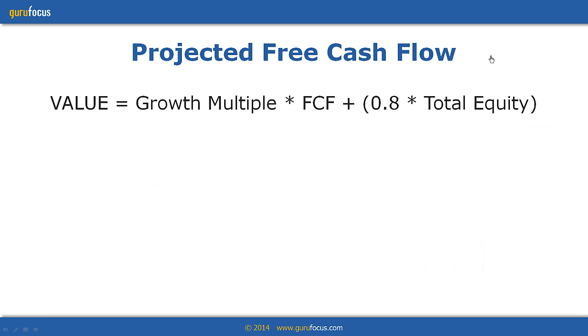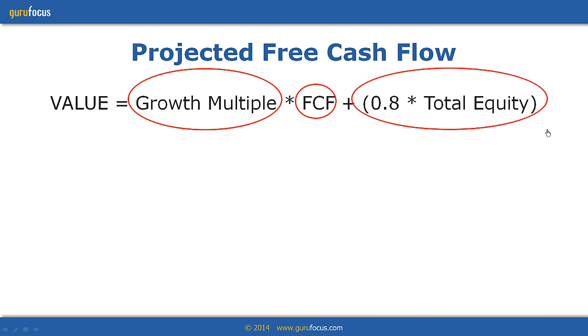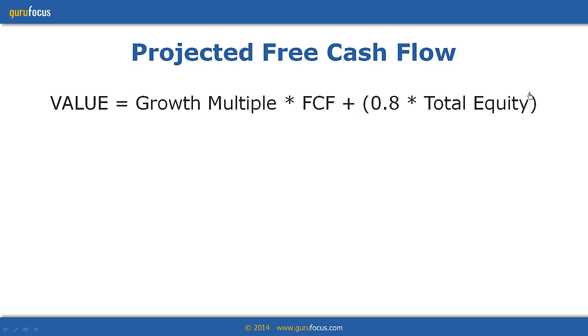That's discounted cash flow. Now the next model here is the projected free cash flow. This is looking a little bit more at forecasting to the future, and this is the formula for it. The value you're going to come up with is the growth multiple, how fast they're growing, times the free cash flow, and then adding in 80% of the total equity. This is just a known model. We didn't create this ourselves.